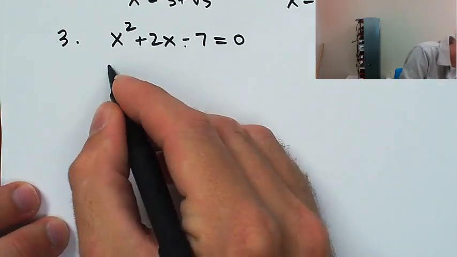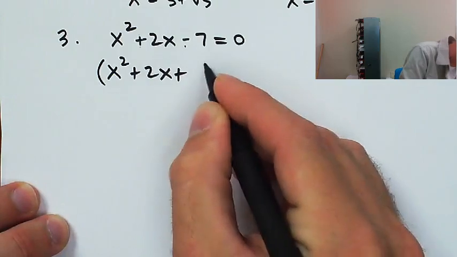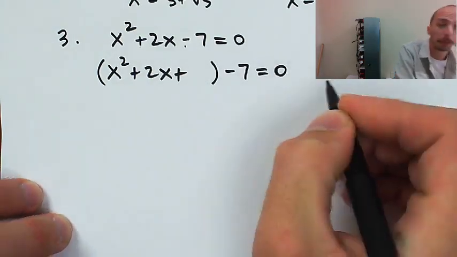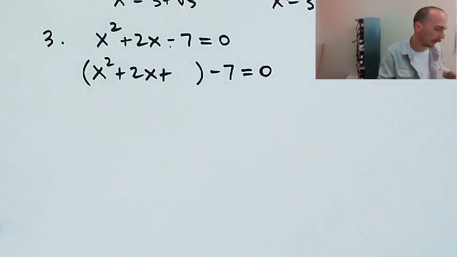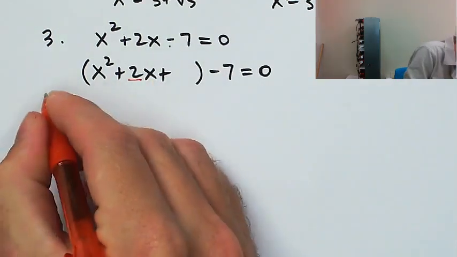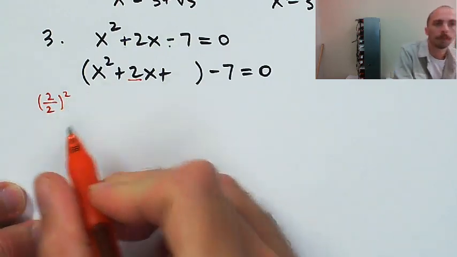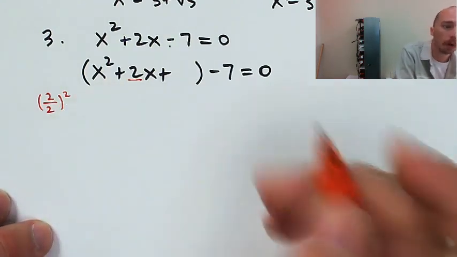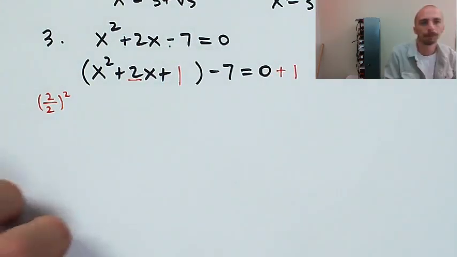So I know that I'm going to have x squared plus 2x plus some special number that's going to make this a square, minus 7 equals 0 plus that same special number. And I get that special number by taking the number of x's, so that 2, dividing by 2, and then squaring. Half, then square. So I'm going to take 1, square it, and get 1. So I need to add 1 to both sides.